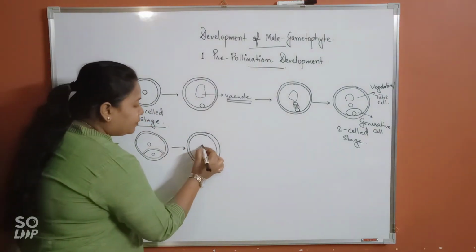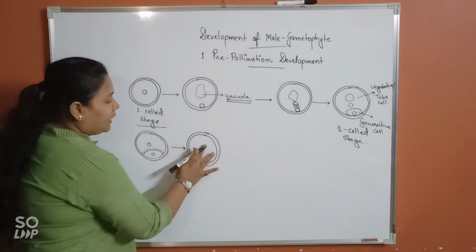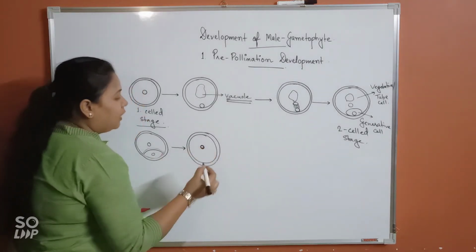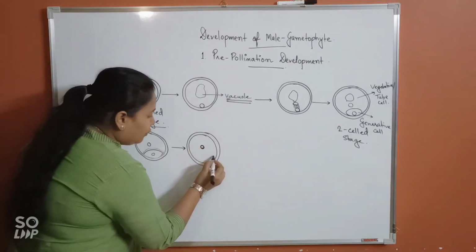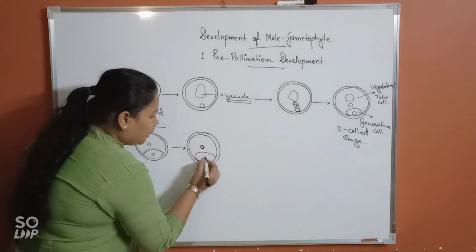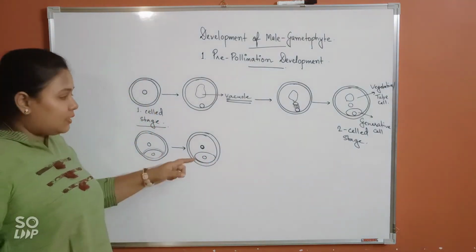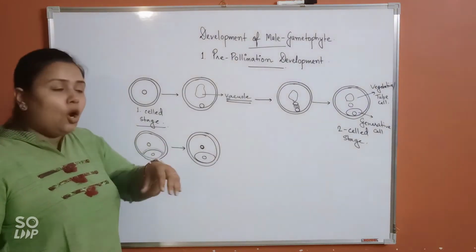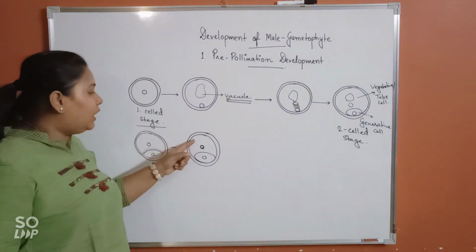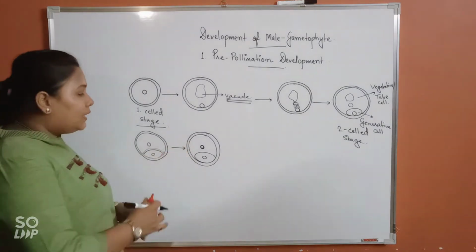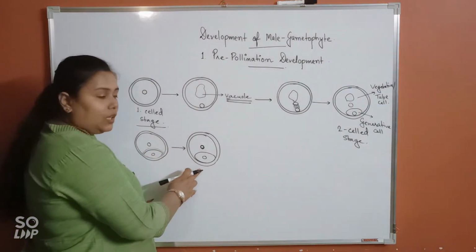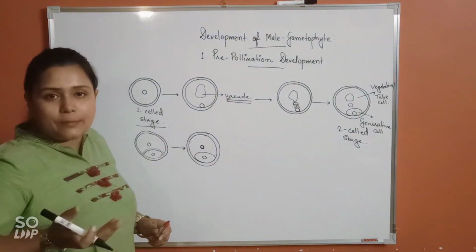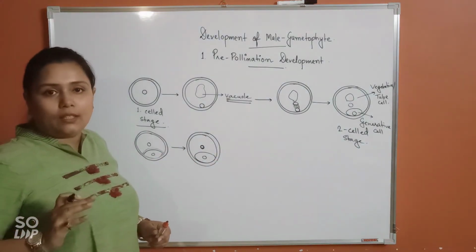when the callus will dissolve, then what would happen? We will get two cells here. The generative cell will be freely floating on top of the protoplasm of the vegetative cell. That's why we call it the two-cell stage. There is a large cell on top of which a smaller cell will remain suspended. That is the generative cell.